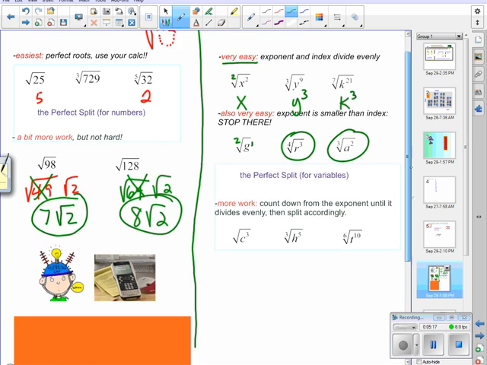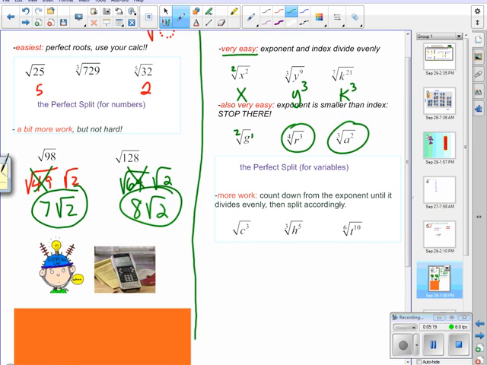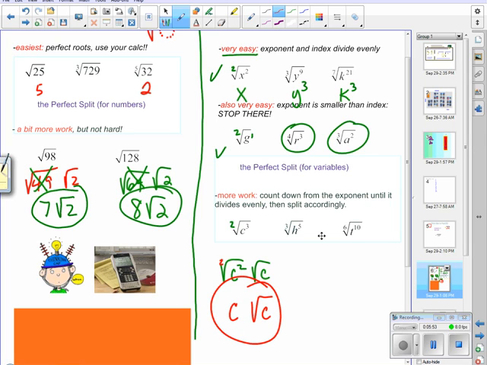Well, the most work, it's really not that bad though. When the exponent is bigger, 3, but it doesn't divide evenly, 3 divided by 2, then you're going to end up with a combination of this here and this here. And how you do that is you start counting down until the first number that does divide evenly. So 3 doesn't divide evenly by 2, but 2 does. So I'll split this up into a c squared and a c. Since there is an invisible 2 inside this index, 2 divided by 2 is 1. That radical is gone. And we'll just bring down the second part of it.